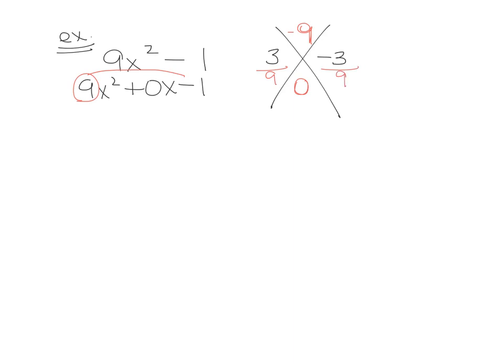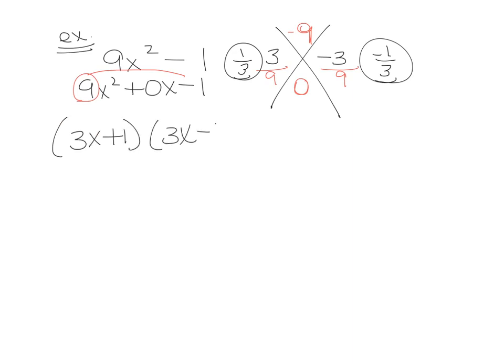So notice here, 3 over 9, I can simplify to 1/3. Negative 3 over 9, I can simplify to negative 1/3. So, bottoms up, 3x plus 1 and 3x minus 1. And I'm done.